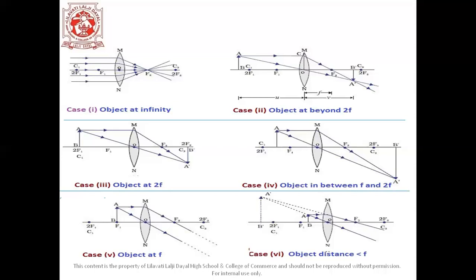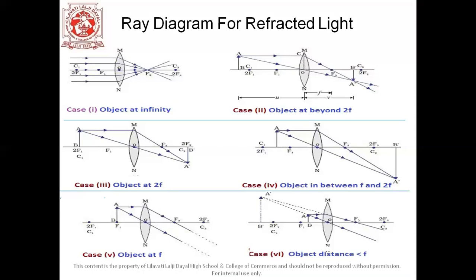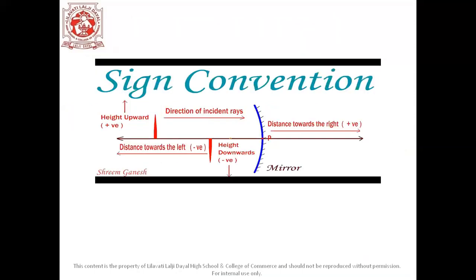Next one, if the object distance is lesser than F, that is between F1 and O, at that time, students, the position of the image lies on the same side of the lens as the object. Let's move on to the next slide, students, and that is the sign convention.